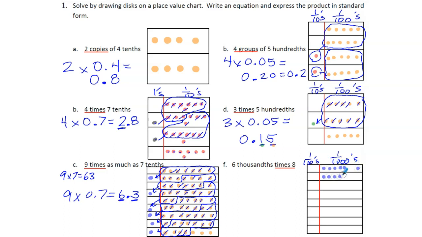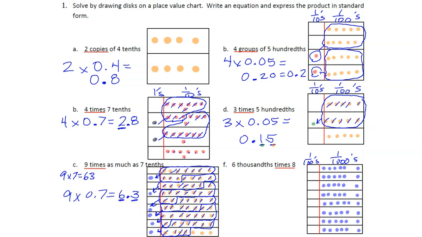I fill in 6 thousandths in each of the 8 rows. And if you notice, I kind of did my groups of 5 and then a group of 1, just so that I can easily regroup.